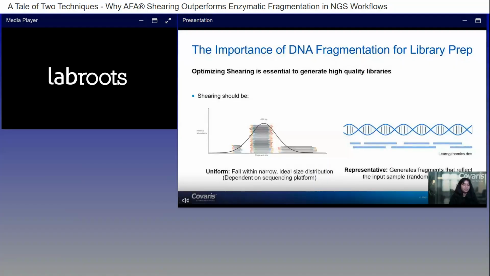So when we talk about optimal fragmentation, we're really talking about 2 key metrics, and we're going to come back around to these pretty often. First, you want shearing that is uniform. That is, you want your fragments to fall within a narrow, ideal size distribution, with few fragments in your library that are substantially bigger or substantially smaller than your target. Next, you need shearing that is representative, meaning that the fragments generated meaningfully reflect the input sample. We could also call this random or unbiased shearing. So these are the 2 metrics that I'd like you to keep in mind today: uniform random fragmentation. And in order to achieve this, researchers have a couple of tools at their disposal.